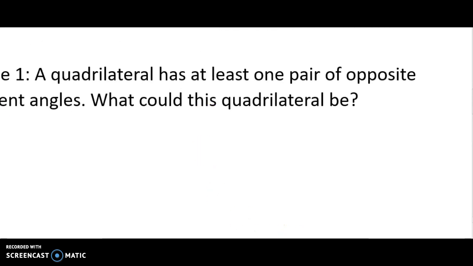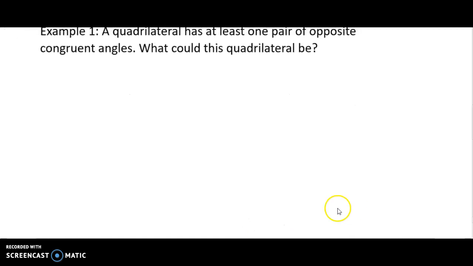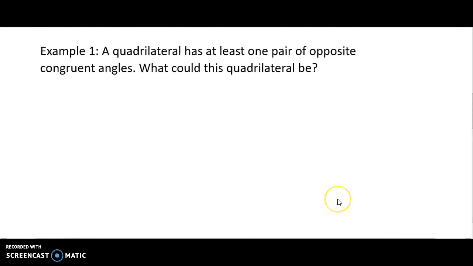Okay, and I'm a little zoomed in here. Let me zoom out so we can see the question a little bit better. The first question is: if I have a quadrilateral that has at least one pair of opposite congruent angles, what could that quadrilateral be? I'm going to add a little text box here so I can type to you. It might be a little bit better. So we want to think about all the different quadrilaterals that have one pair of opposite congruent angles.